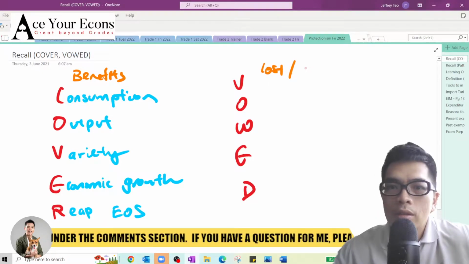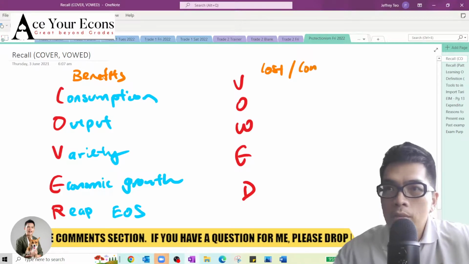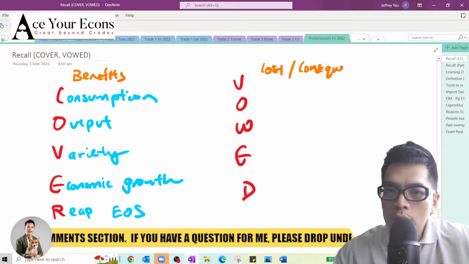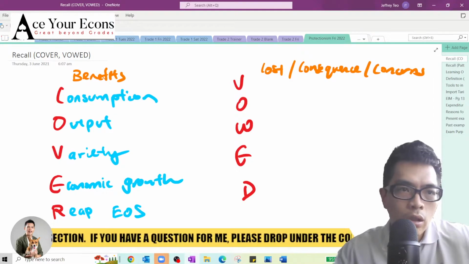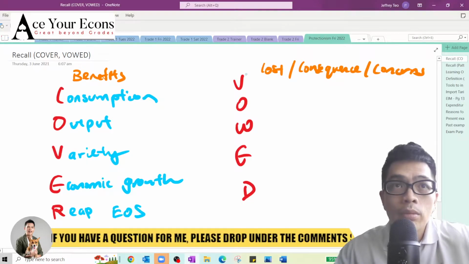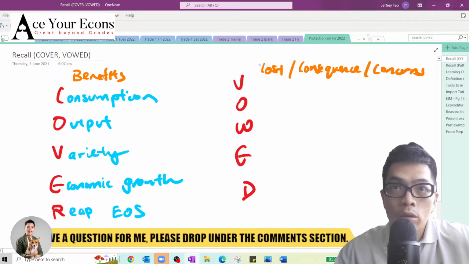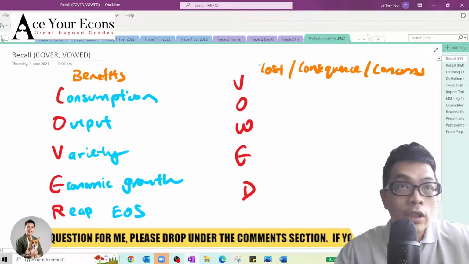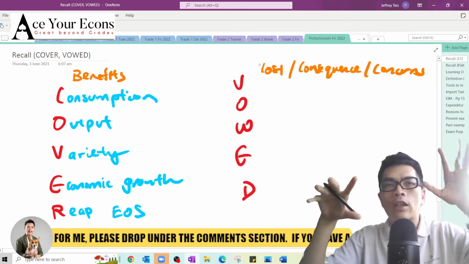Come on. This is also apparently not quite evident in your mock exam. Consequence, good, and concerns of trade. Today we'll be relooking this. When we cover protectionism, arguments for protectionism, the concepts that we use here can also be used for protectionism as well. These two concepts are actually stacked together.